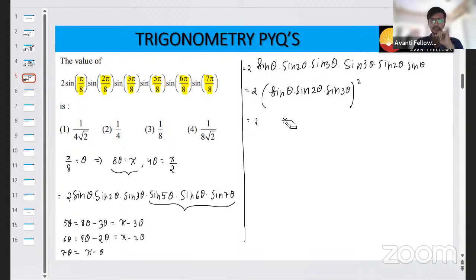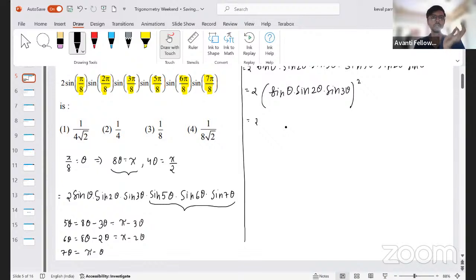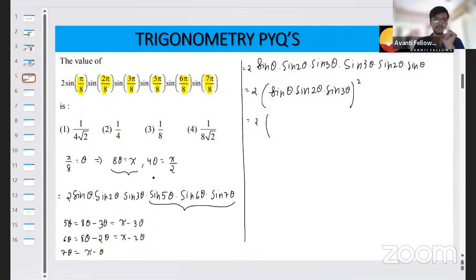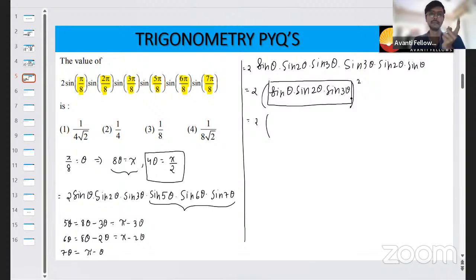Just a second, guys. I think it's better if we convert into cos, right? Because we know the continuous product of cos. So to convert into cos, same thing, we'll use this. So 3 theta I can write 4 theta minus theta. That means pi by 2 minus theta. Correct? So this will become cos theta cos 2 theta cos 3 theta, the whole square.